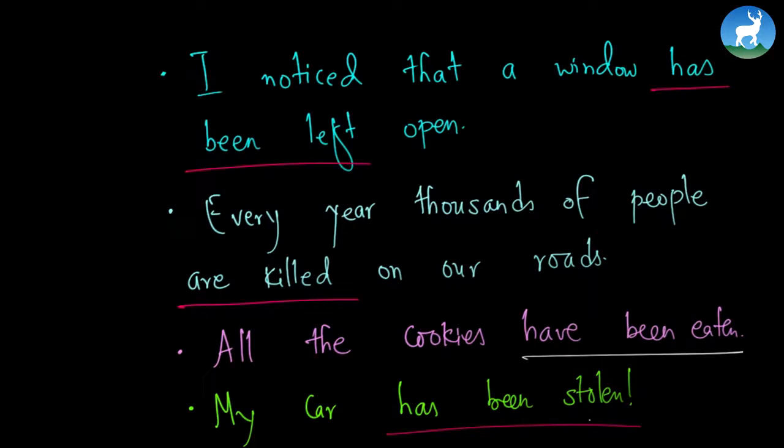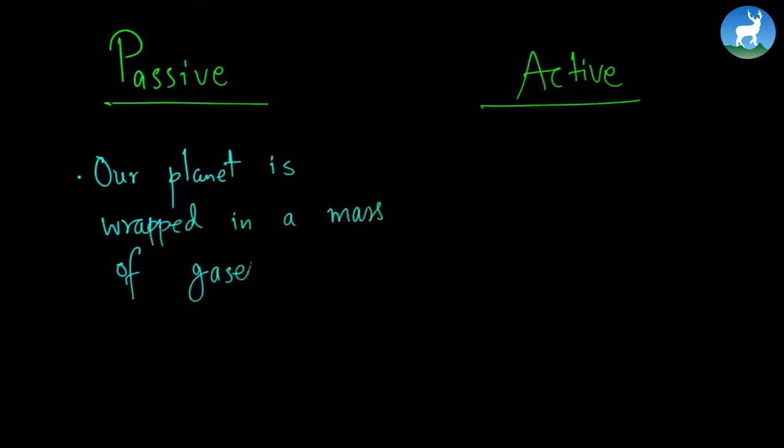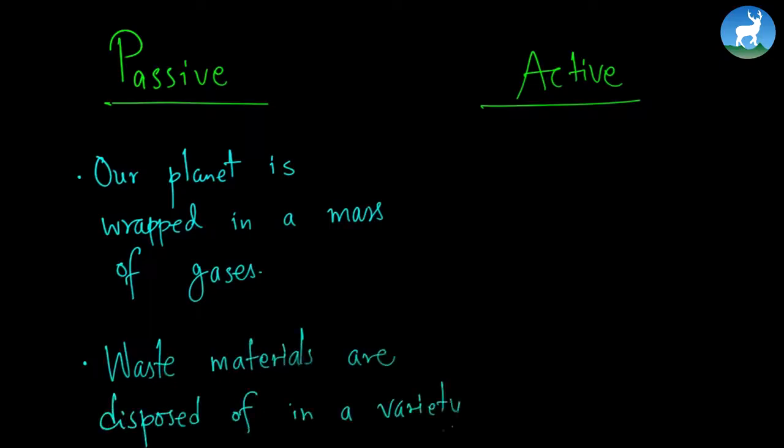Now let me show you how we transform passive voice into active voice and vice versa. First, we'll start with the passive construction and we shall go to active construction. All right, our planet is wrapped in a mass of gases. This is one example. Let me write another one. Waste materials are disposed of in a variety of ways. All right, let me transform these sentences into active voice.